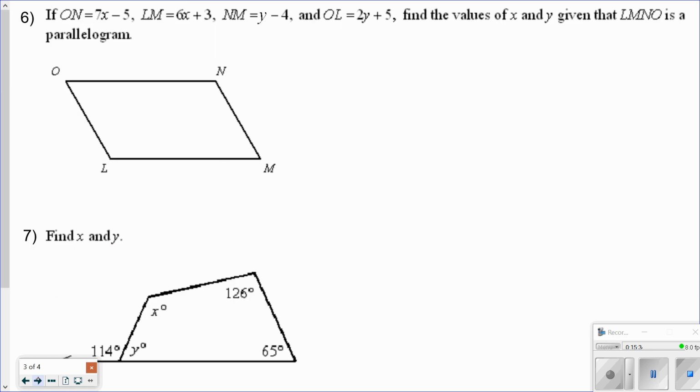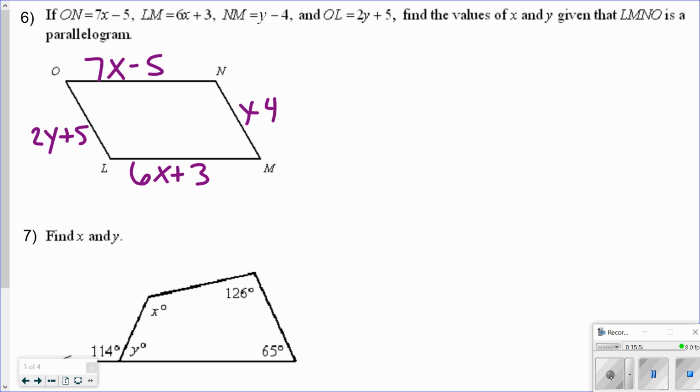If ON is equal to 7x minus 5, LM is equal to 6x plus 3, NM is equal to y minus 4, and OL is equal to 2y plus 5, find the values of x and y given that LMNO is a parallelogram. I'm going to pause the video real fast and plug in everything that I know.